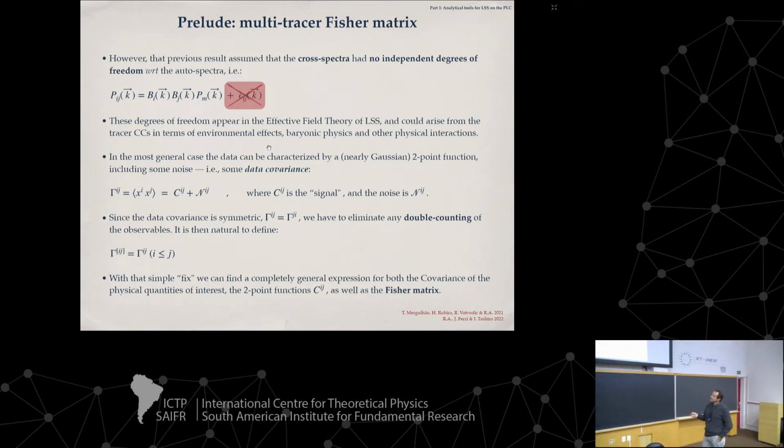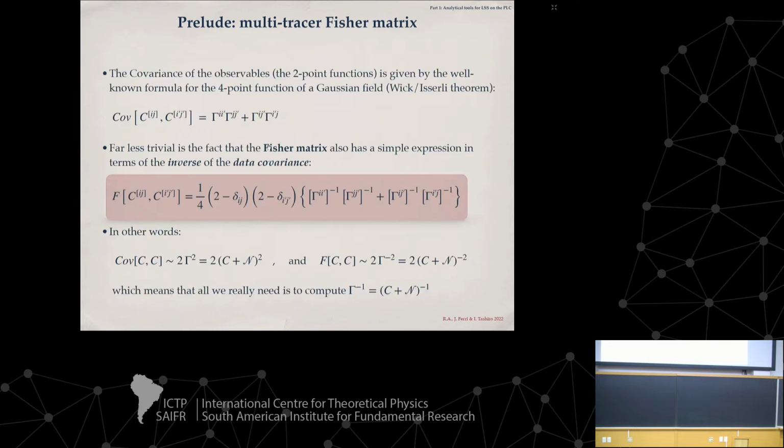And the covariance of that has your signal. So this is the correlation function here. This is your noise. And this is what we call the data covariance, which is also symmetric here, right? Well, it turns out that you have to eliminate the symmetric degrees of freedom so that you don't overcount, double count these, but this is a trivial issue.